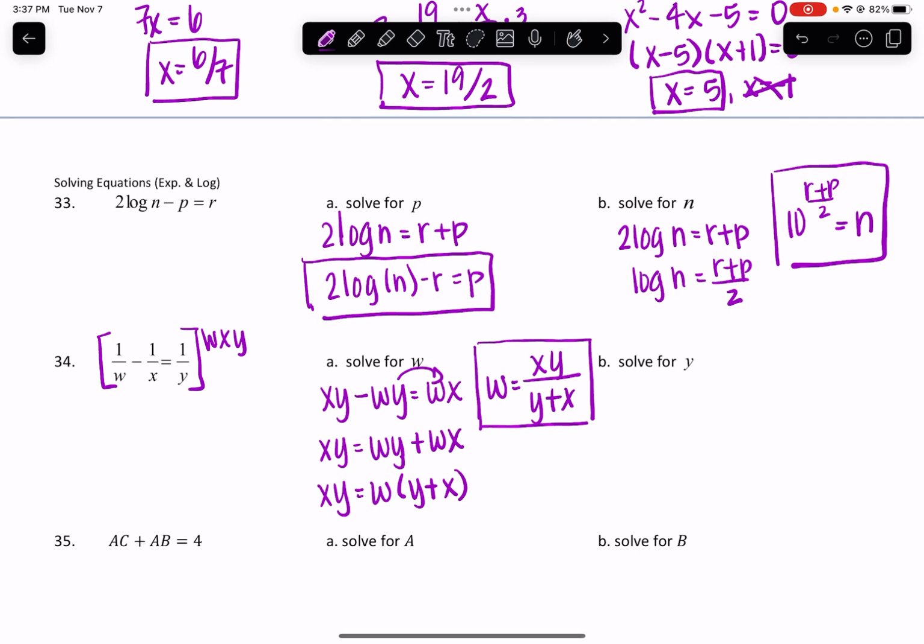And then now we want to solve for Y. So I'm still going to use that beginning equation of XY minus WY is equal to WX. Factor out a Y this time. And I get WX. Y is equal to WX divided by X minus W.